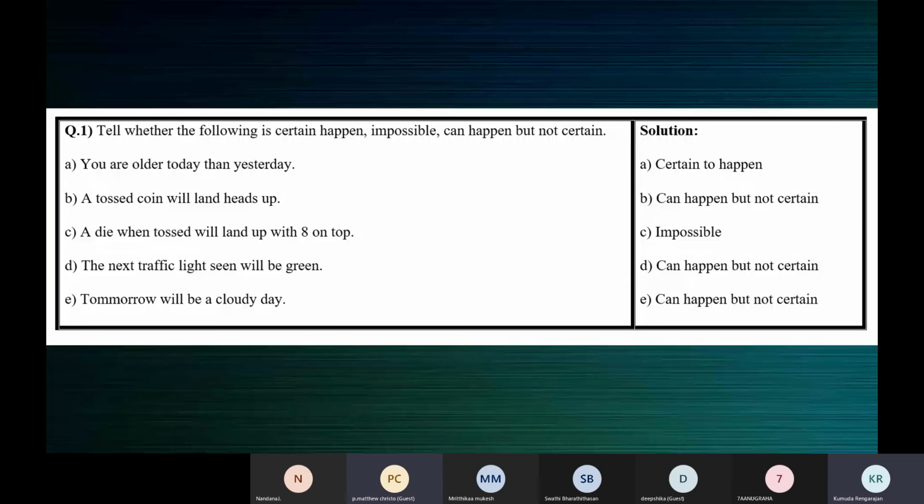The portions are only this chapter, probability. Also data handling, only data handling till probability. Correct. Yes, ma'am.